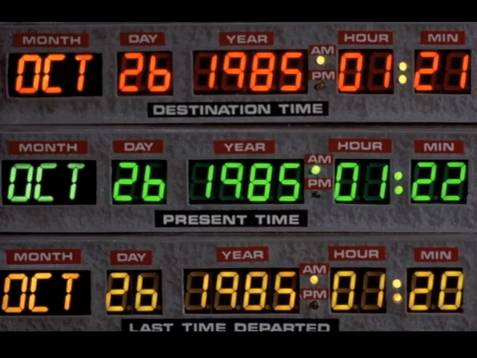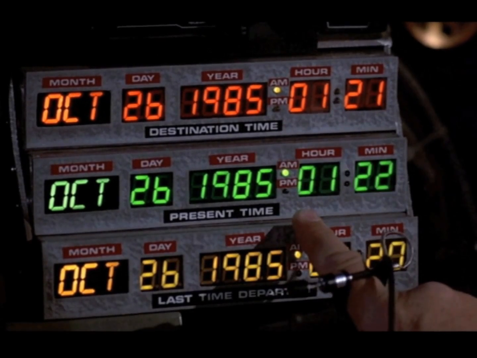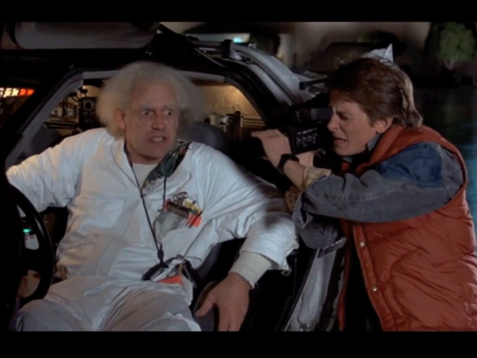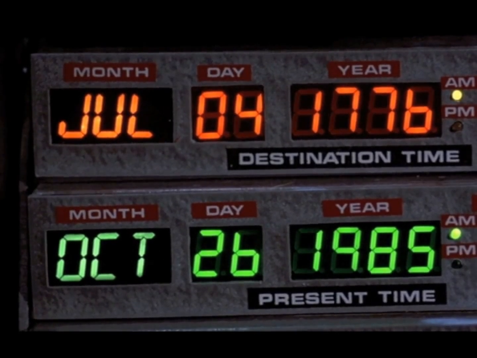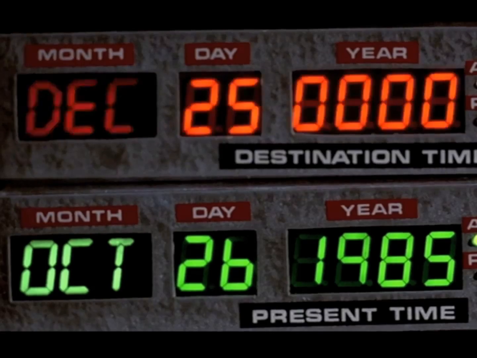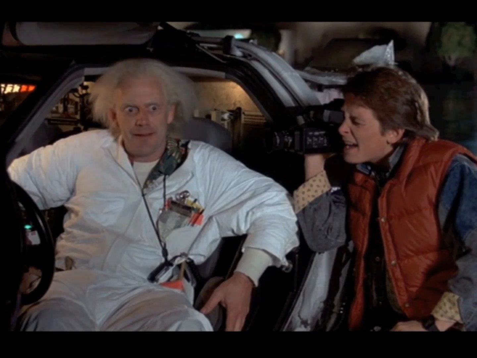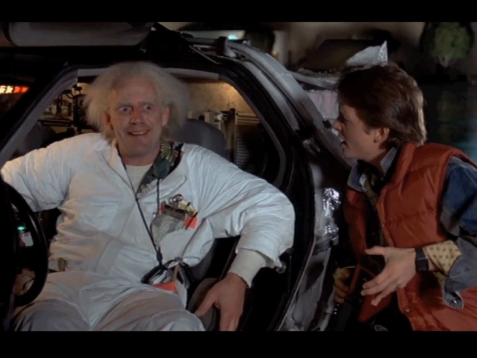First, you turn the time circuits on. This readout tells you where you're going. This one tells you where you are. This one tells you where you were. You input your destination time on this keypad. Say you want to see the signing of the Declaration of Independence. Or witness the birth of Christ. Here's a red letter date in the history of science, November 5th, 1955. Yes, of course, November 5th, 1955.